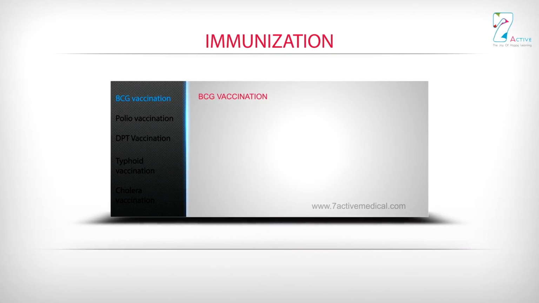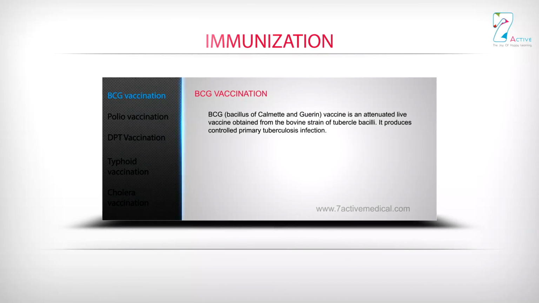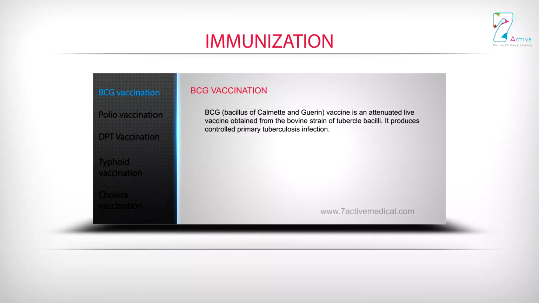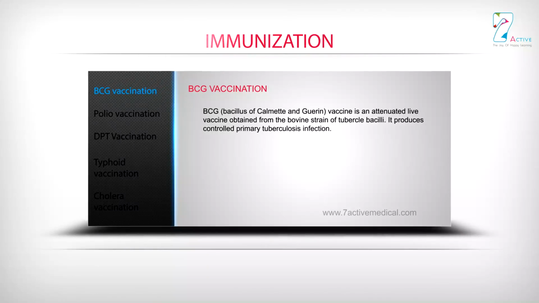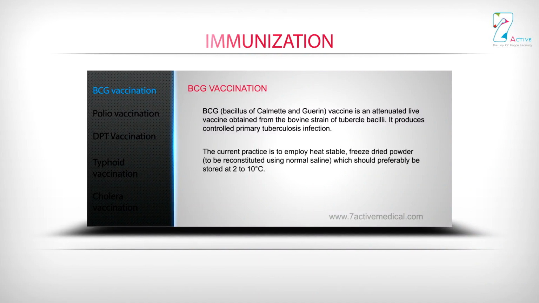BCG vaccination. BCG, Bacillus of Calmette and Guerin vaccine, is an attenuated live vaccine obtained from the bovine strain of tubercle bacilli. It produces controlled primary tuberculosis infection. The current practice is to employ heat-stable, freeze-dried powder to be reconstituted using normal saline, which should preferably be stored at 2 to 10 degrees Celsius.